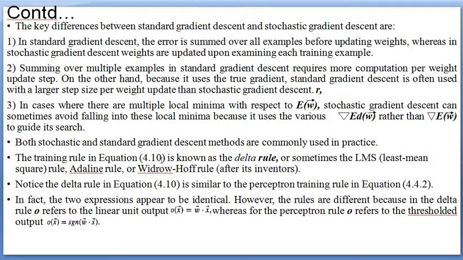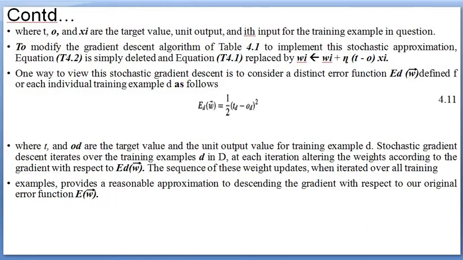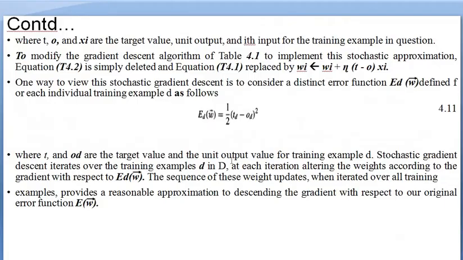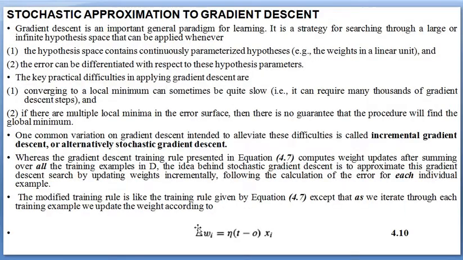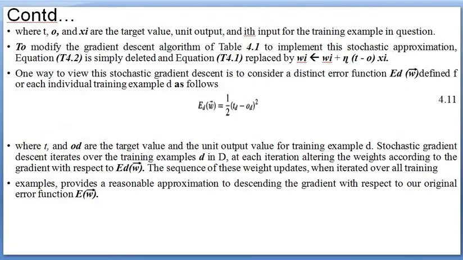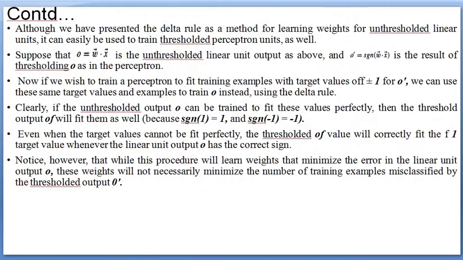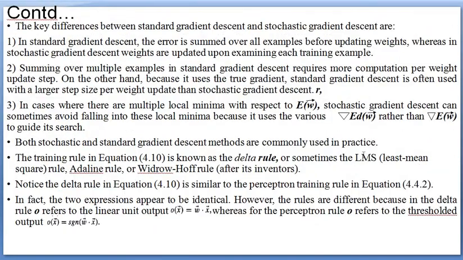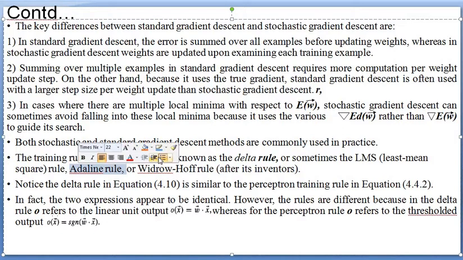The training rule in equation 4.10 is called the delta rule. Please remember, this rule is called the delta rule, where we are updating weights. It is also sometimes called the LMS, least mean square error rule, or the Adaline rule or the Widrow-Hoff rule. Okay, so four names are there. Equation 4.10 is called by these four names.